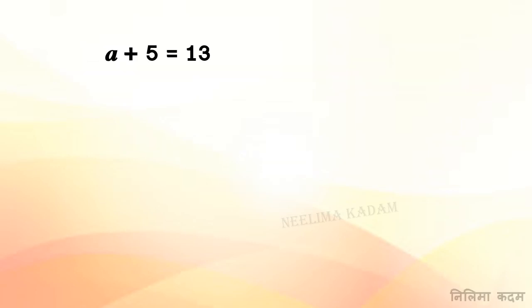a + 5 = 13. Let's solve this equation. Now on the left hand side, the variable is a, and plus 5 is there. Again, see what number is there. It is plus 5. The opposite of plus 5 is, yes, minus 5. So what we have to do? We have to subtract 5 from both the sides.